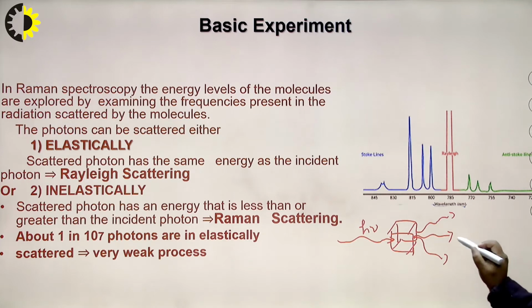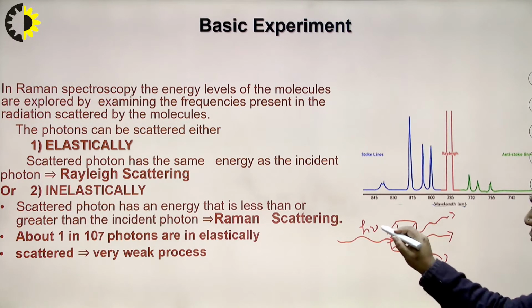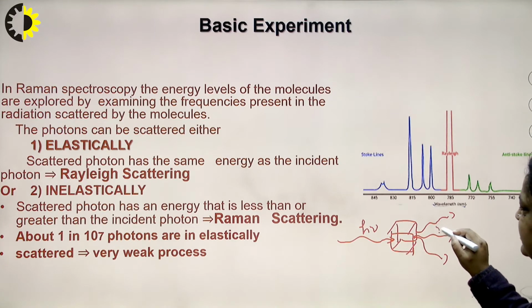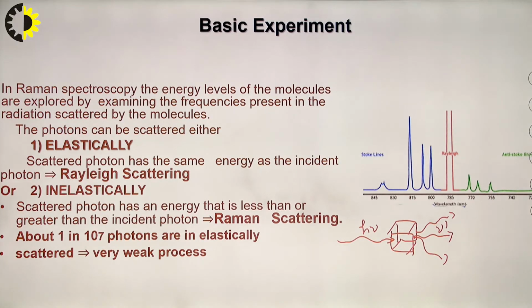The first condition is if the incident light has energy h mu, and after scattering the frequency is mu dash. If after scattering the energy h mu dash is equal to that of the incident light, then this type of scattering is called Rayleigh scattering.